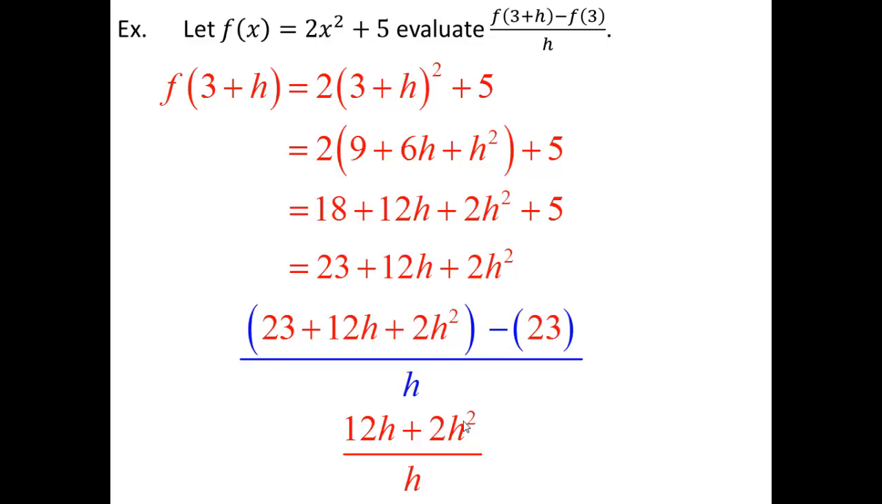All the terms have an h in them. We can factor out the h and cancel. We're left with 12 plus 2h. So 12 plus 2h represents the slope at x equals 3.